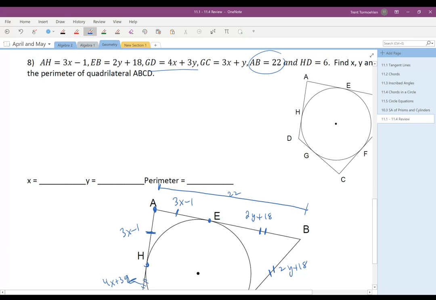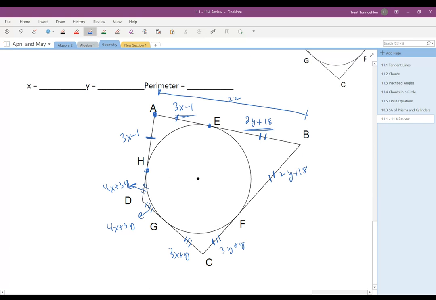Hopefully you can see the equation up here from that, which is this plus that equals 22. So we can actually just write that down. 3x minus 1 plus 2y plus 18 equals 22, which gives us 3x plus 2y equals, well, negative 1 plus 18 is 17. Subtract the 17 and you get 5. The other equation comes from when you get HD equals 6. And so this length right here is 6, which means that 4x plus 3y has to equal 6.